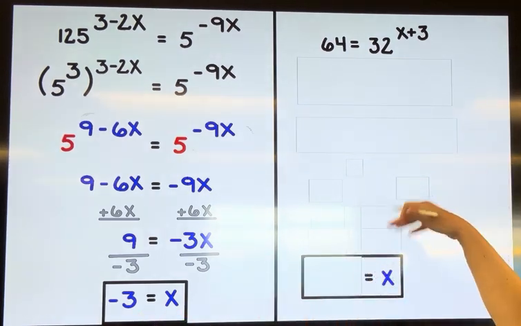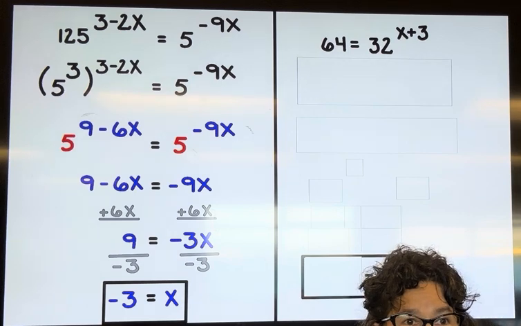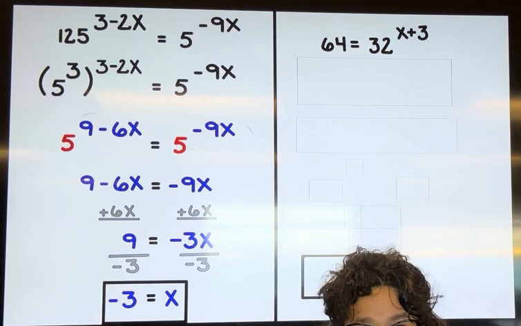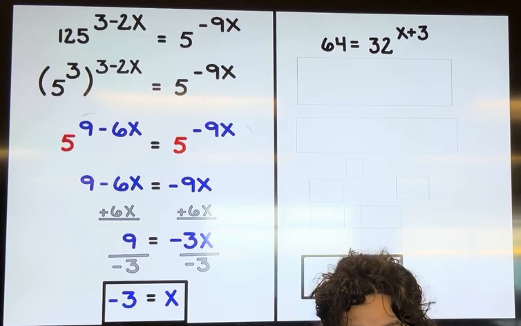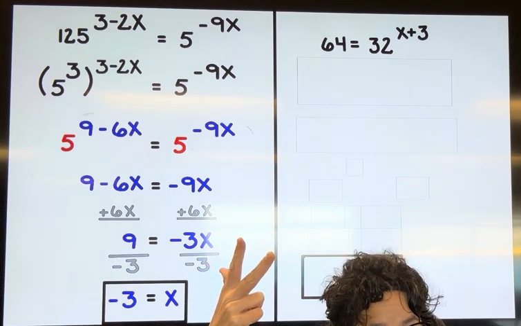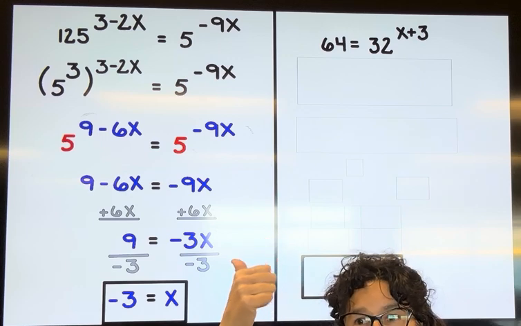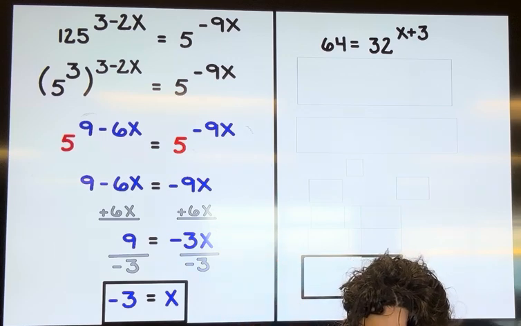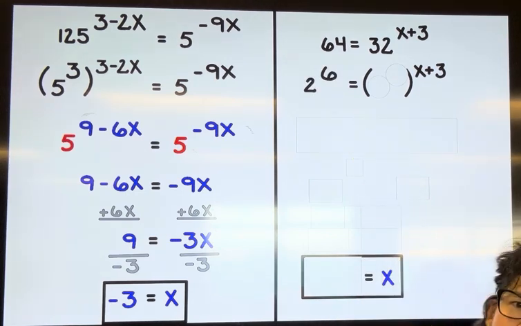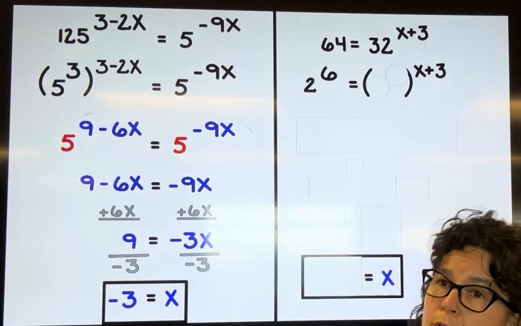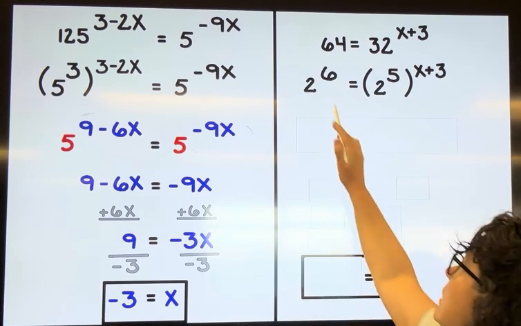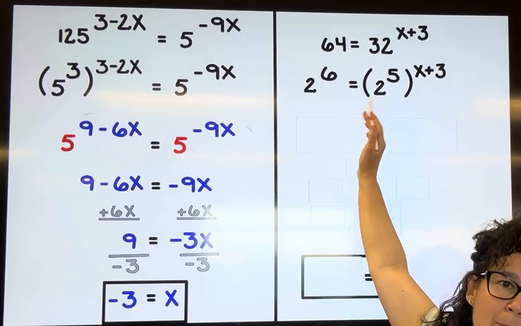Okay, so one more, just a quick one. The numbers 64 and 32. You may not know it off the top of your head, but you just start trying. 2 times 2 times 2, see if you can get there. If not, 3 times 3 times 3, see if you can get there. And it turns out for 64, 2 times 2 is 4, times 2 is 8, times 2 is 16, times 2 is 32, times 2 is 64. So I can write 64 as 2 to the power of 6, and I can rewrite 32 as 2 to the power of 5. Notice we have 2's there. That's our goal, is to make them the same.